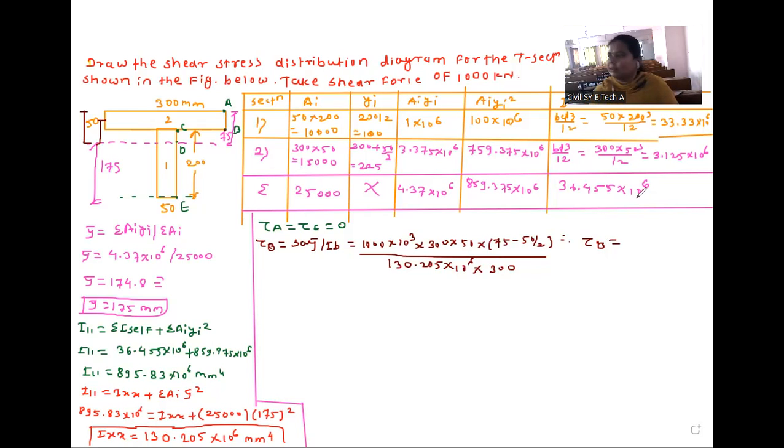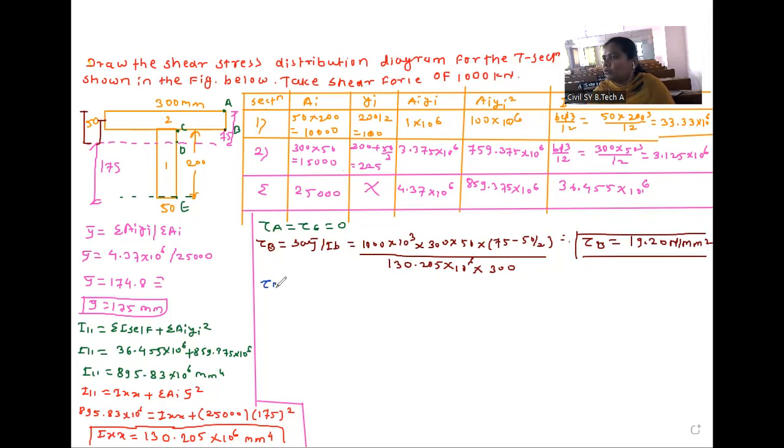19.220 Newton per mm square. So this is the shear stress at B point. After that, we will calculate at C. Other values will be the same, only this width will change. At C point, width is 50 mm. That much change will be there.